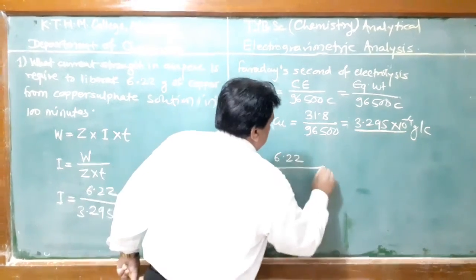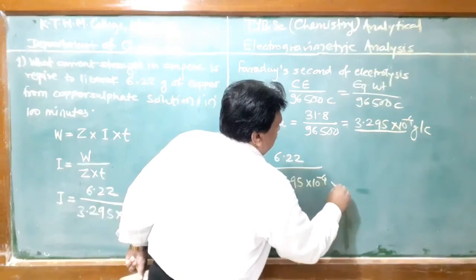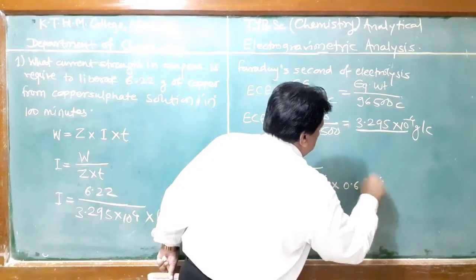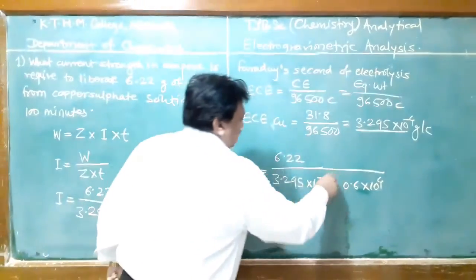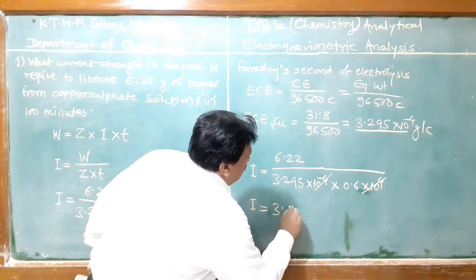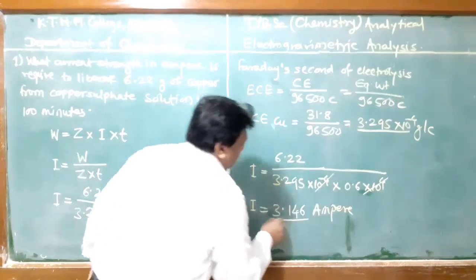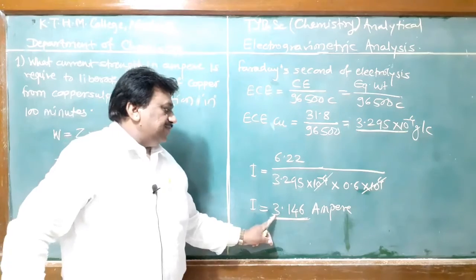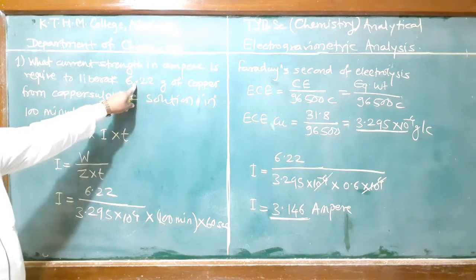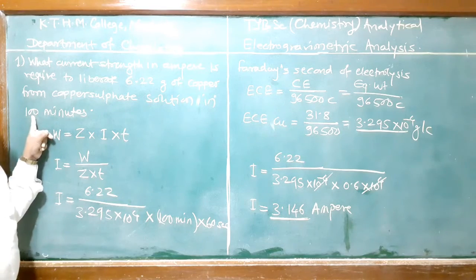And here by solving this, I is equal to 6.22 divided by 3.295 into 10 raised to minus 4 into total quantity, which becomes 0.6 into 10 raised to 4, that is 6000. This will be cancelled with this, and by solving this we have the value 3.146 ampere. That means a current strength of 3.146 ampere is required to liberate 6.22 gram of copper from a copper sulfate solution in 100 minutes.